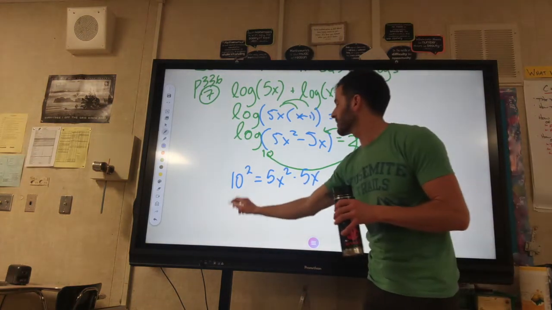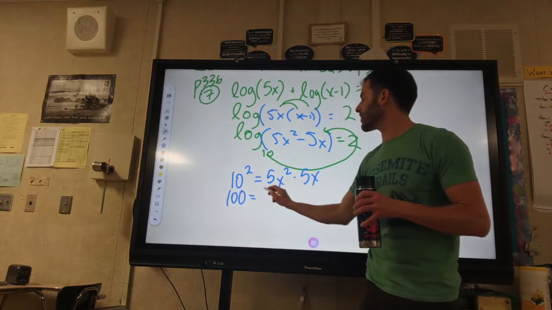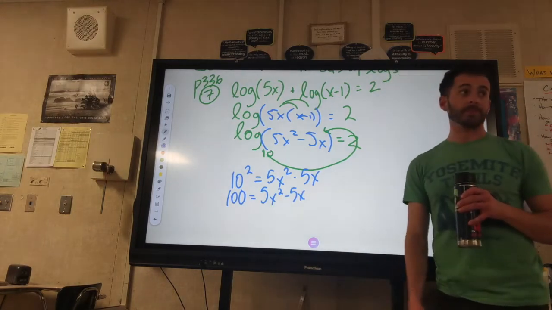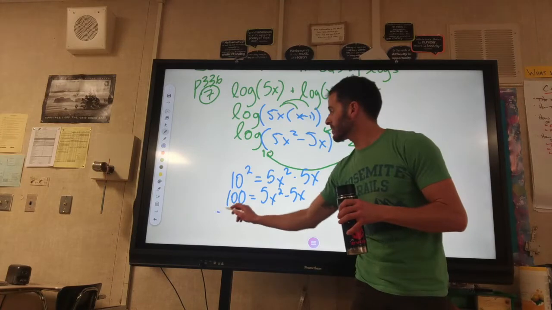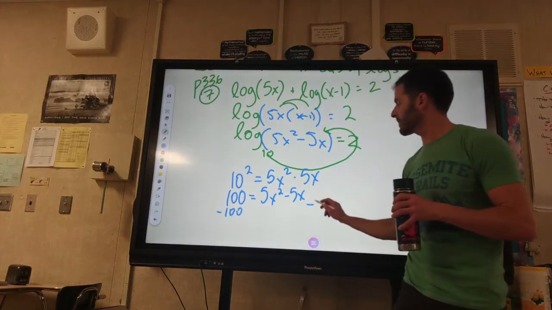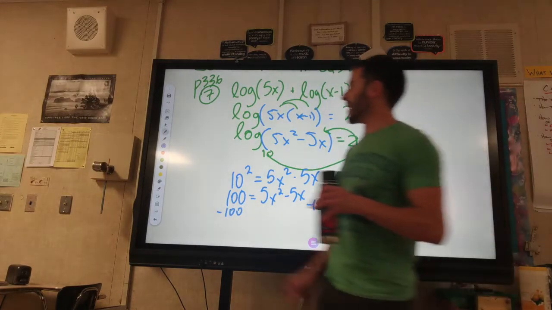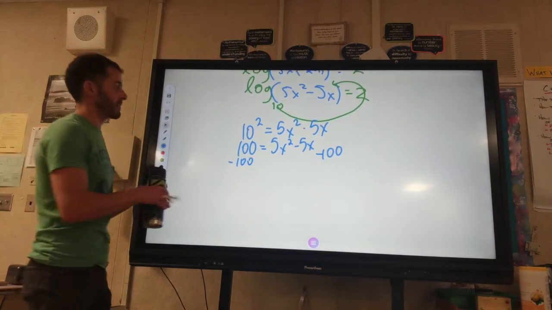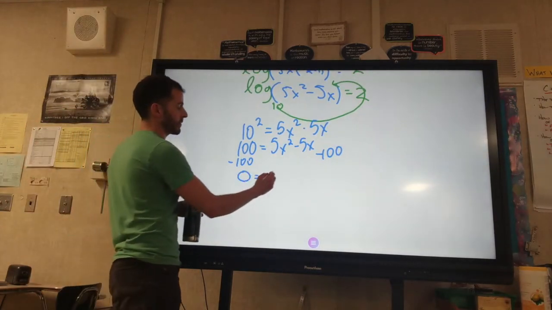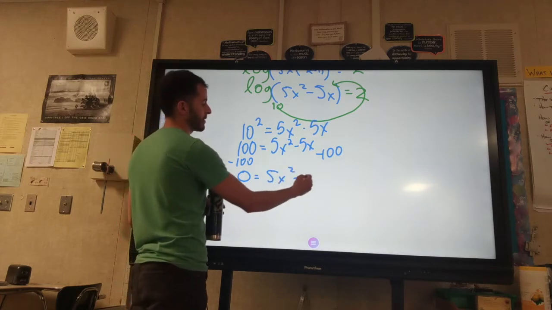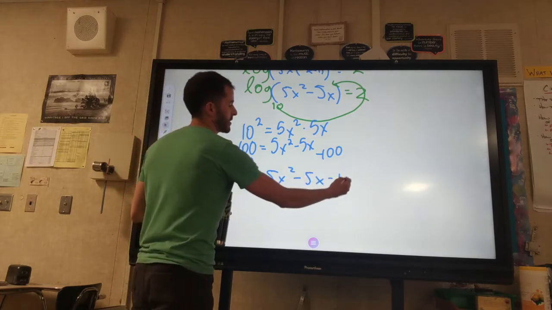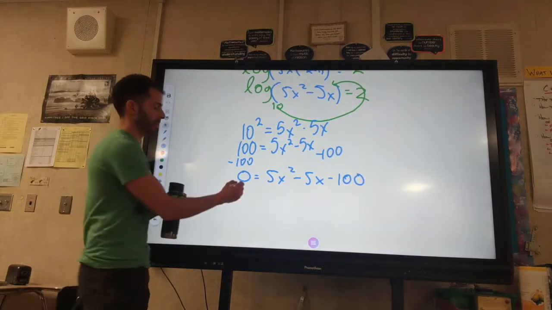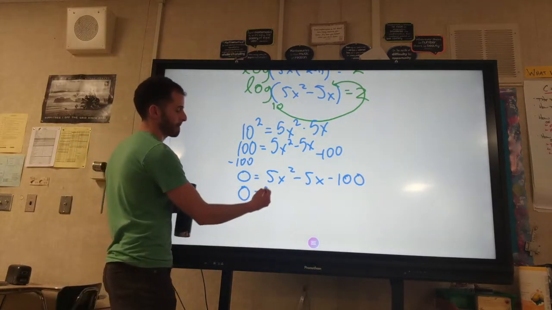Good job, everybody. And if we're solving a quadratic, we need to get 0 on one side, right? So let's take away 100 from both sides. And let's remember our lovely factoring. So 0 equals 5x squared minus 5x minus 100. Do we see a GCF? 5. So let's take out a 5.